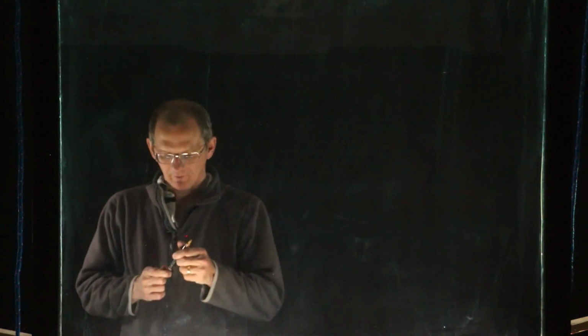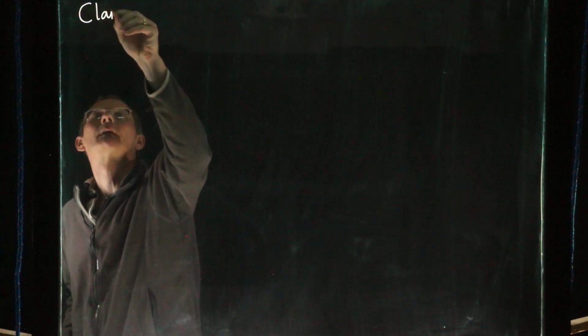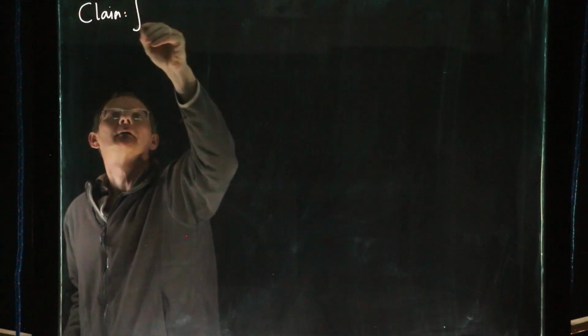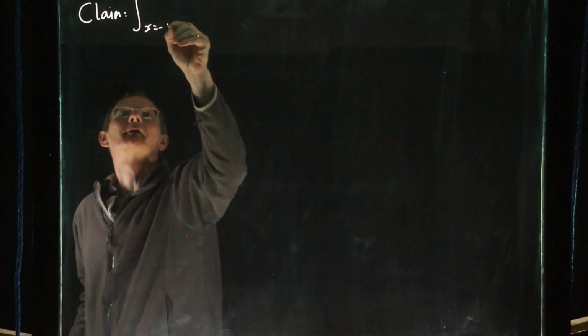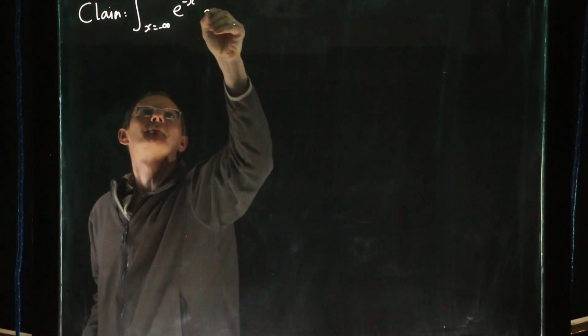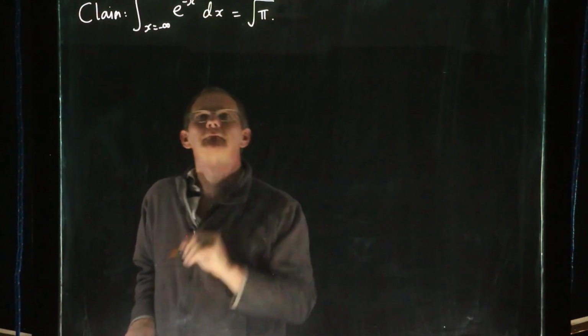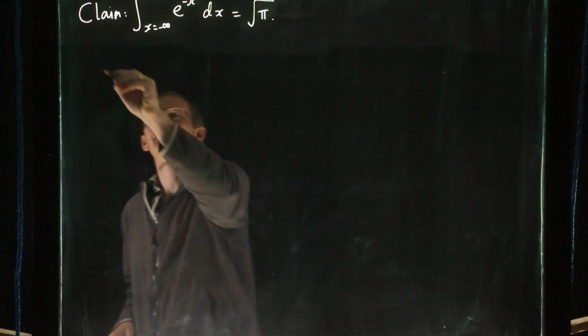Now I want to discuss a rather interesting integral. So the claim is like this. Take the integral from x equals minus infinity to plus infinity of e to the minus x squared dx. That's equal to the square root of pi. So how can we prove this?